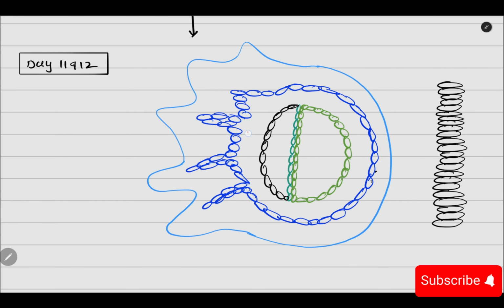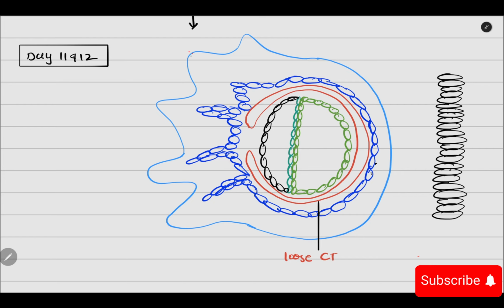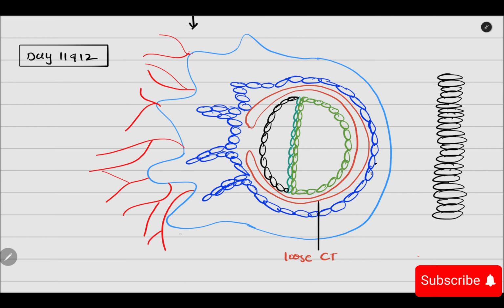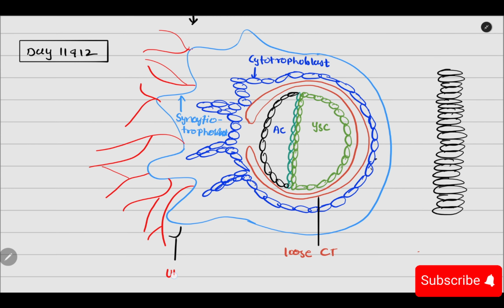A loose connective tissue develops between the embryo and the syncytiotrophoblast. This will form the extraembryonic mesoderm. Syncytiotrophoblast invades the endometrial capillaries and begins supplying blood to the placenta. This is known as uteroplacental circulation, which begins at day 12.